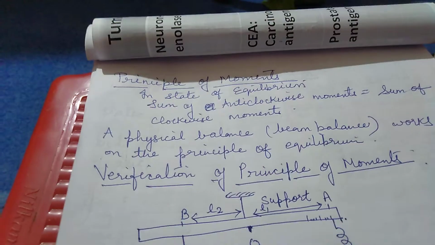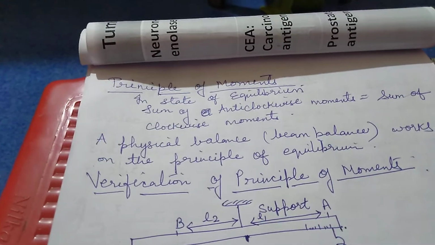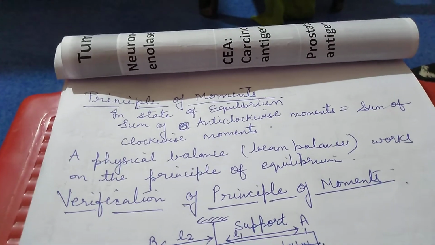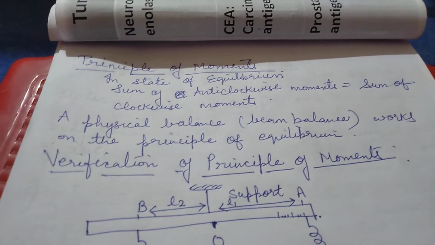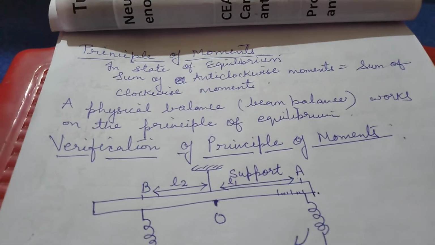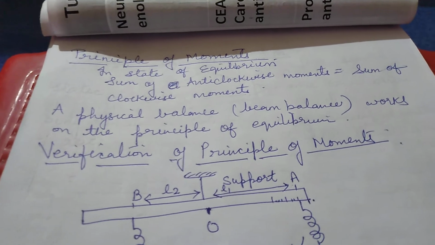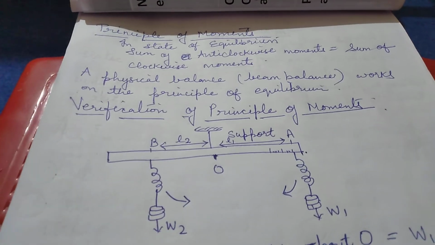Now coming to principle of moments. Now what do you mean by principle of moments? Very simple. In state of equilibrium, sum of anti-clockwise moments will be equal to sum of clockwise moments. Now a physical balance or a beam balance works on the principle of equilibrium.